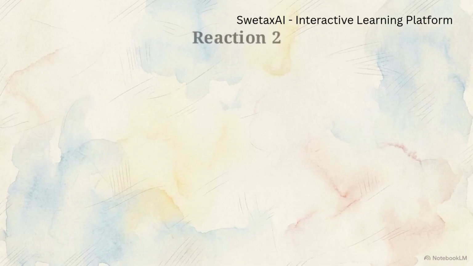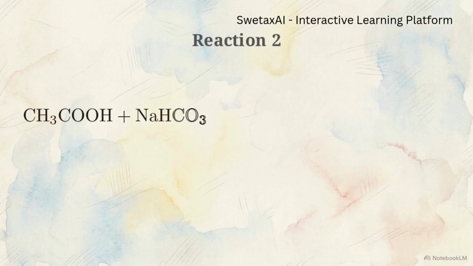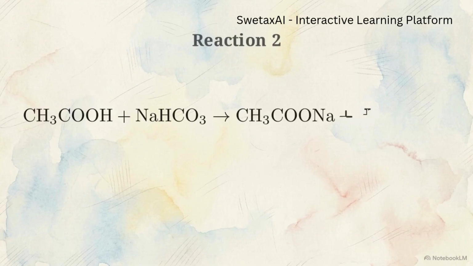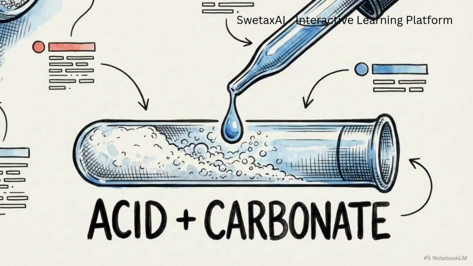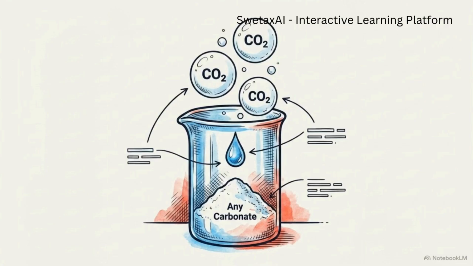Here is the equation for our second reaction. Ethanoic acid plus sodium hydrogen carbonate yields sodium acetate, water, and carbon dioxide. Check the product side. Even though we used a different powder, the salt formed, sodium acetate, is exactly the same. The underlying chemical mechanism remains entirely constant. Adding an acid to a carbonate reliably strips away the necessary atoms to release carbon dioxide gas, regardless of the specific carbonate used.